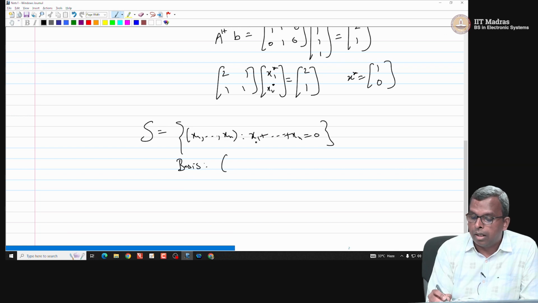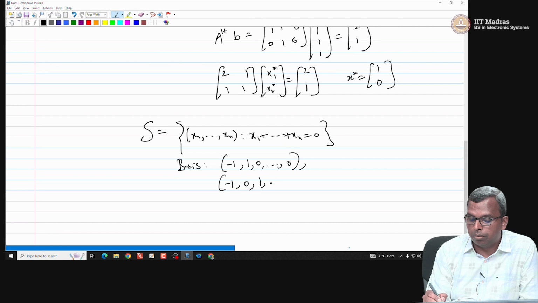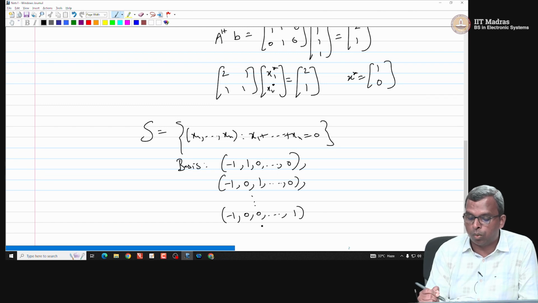The basis is: you can pick everything else 0 except for one entry. So you put 1, 0, 0, 0, and this one will be minus 1. The next one will be 1, 0, 1, 0, with minus 1, and so on till the last one, 1, 0, 0, dot dot dot, minus 1. This is the basis. It's got n minus 1 dimension. You have to orthonormalize it. This is not orthonormal, no? If you take a dot product here, you're getting 1, so it's not orthonormal. Is there a clever way in which we can make it orthonormal?